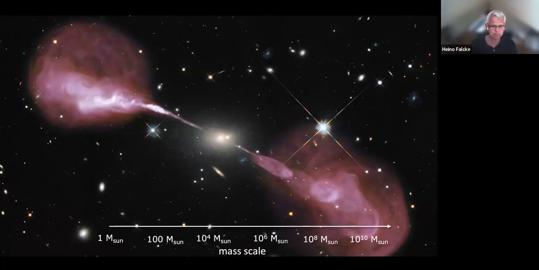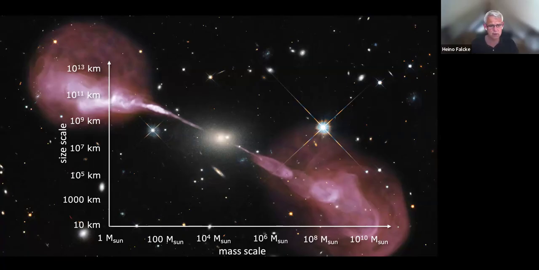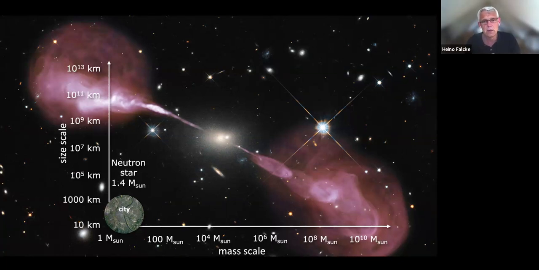So that's this. But then let's look at the size scale. On the bottom, we have the masses of black holes. On the left, on the y-axis, you have the sizes corresponding to these masses. If you have a neutron star, which is the remnant of an exploding large star, then you can compress this star to something like a few tens of kilometers. That's the size of a city, essentially.